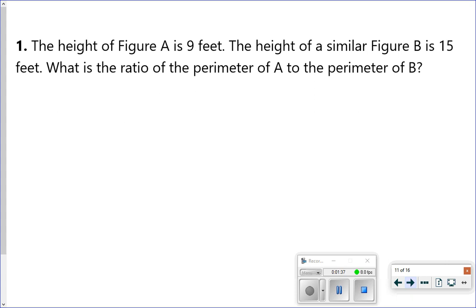All right, so let's take a look at this one. It says the height of figure A is 9 feet. The height of a similar figure B is 15 feet. What is the ratio of the perimeter of A to the perimeter of B? Pause the video. Go ahead and try this problem.